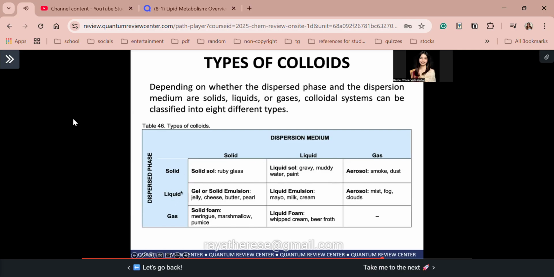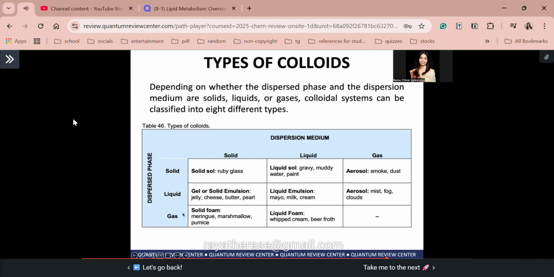Next, if the dispersed phase is a liquid and you have a solid dispersion medium, you form a gel or a solid emulsion. So, for example, jelly, cheese, water, pearl. And then, if you have a liquid dispersed phase and a liquid dispersion medium, so liquid, okay, you form liquid emulsion. Ang example natin dito ay si mayo, milk, and cream. And then, if you have a liquid dispersed phase and this time a gas dispersion medium, you still form an aerosol. Pero ang example natin dyan ay iba. So, example ito ay mist, fog, and clouds. So, di ba sa clouds, it makes sense, right? Yung gas is a dispersion medium, tapos yung dispersed phase, yung solute mo ay yung tubig sa clouds mo.